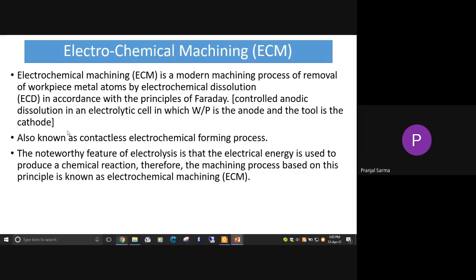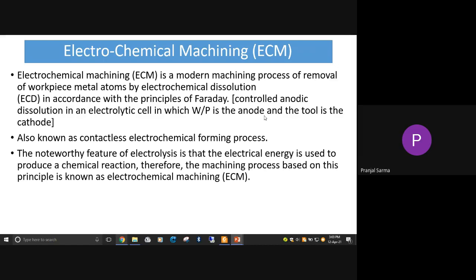Anodic dissolution means what? The workpiece from where we want to have the machining, that means we want to remove the material from there. In electrolysis, electrochemical dissolution is happening. Dissolution is just a kind of removal of material. Here, the workpiece from where we want material to be removed will be made the anode, and the tool, which will have the desired shape that we want to give on that workpiece, will be made the cathode.